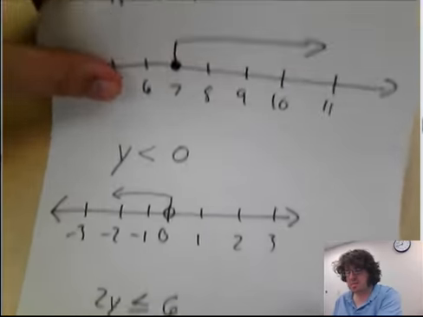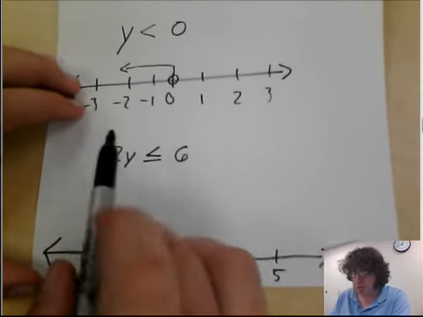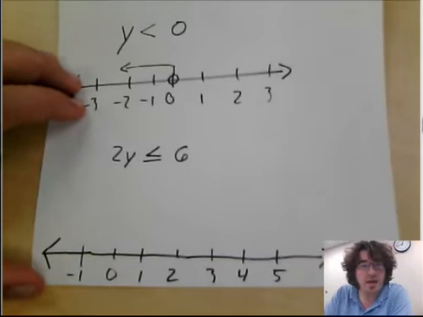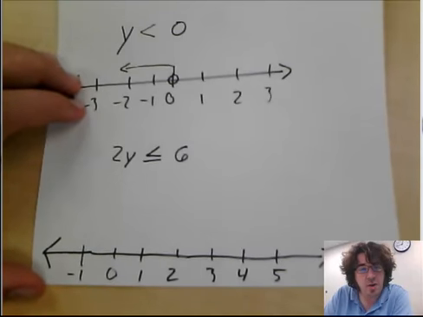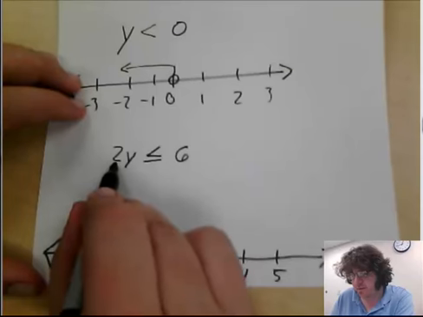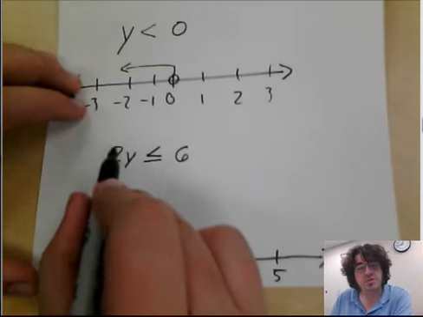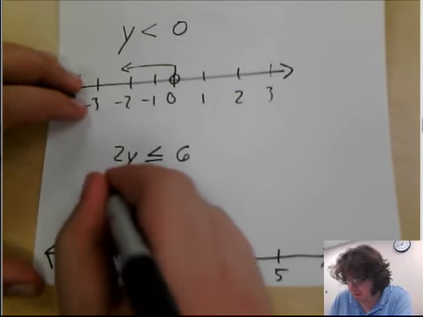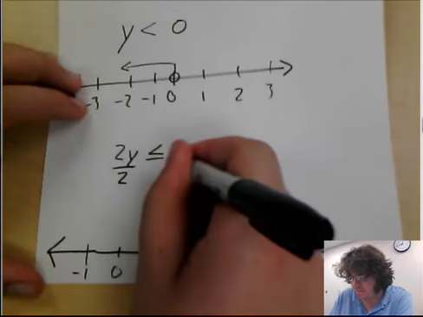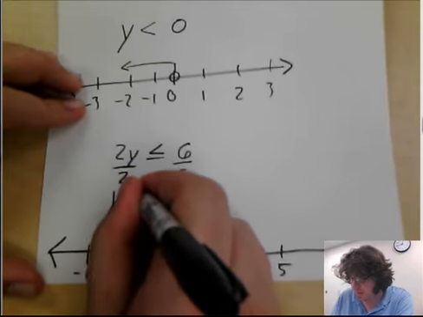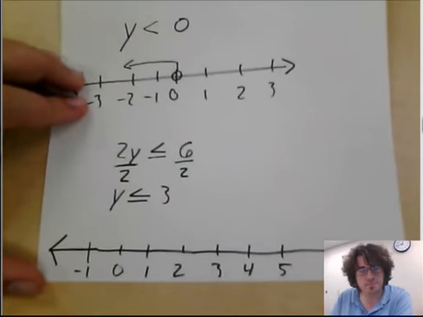For our last one, down the bottom, we have 2Y is less than or equal to 6. Okay, I need to get rid of that 2 in front of the Y first, because if we're going to make these, we have to get the variable by itself first. So how do I get rid of 2 times Y? I do 2 divided by whatever that was. So we had 2Y, and I'm going to divide by 2. And when I do it to one side, I have to do it to the other. So 2Y divided by 2 leaves me with Y is less than or equal to 3.